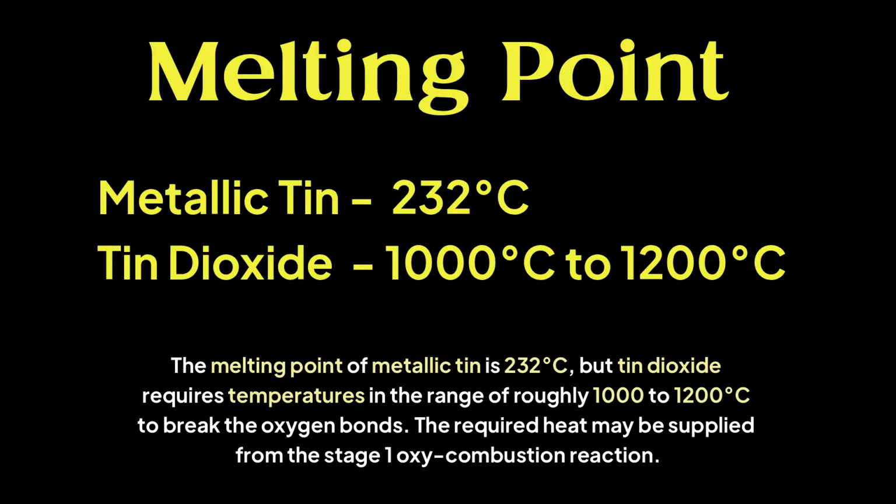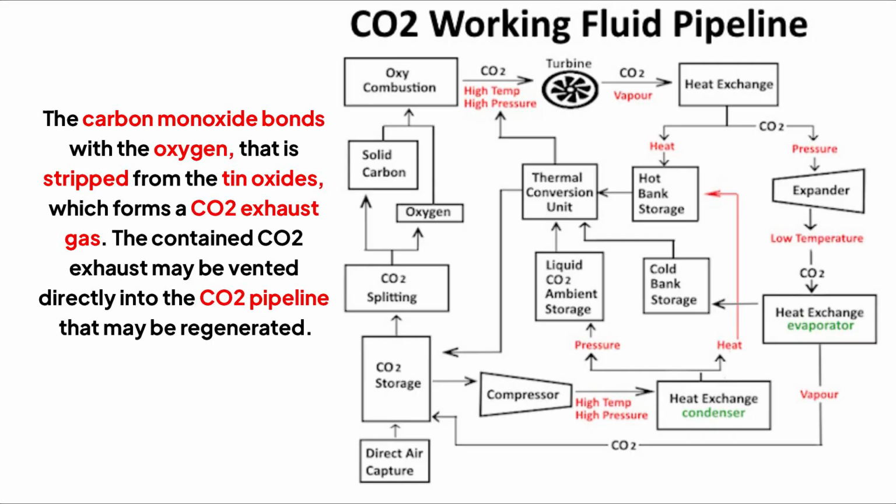The melting point of metallic tin is 232 degrees Celsius, but tin dioxide requires temperatures in the range of roughly 1000 to 1200 degrees Celsius to break the oxygen bonds. The required heat may be supplied from the stage 1 oxy-combustion reaction. The carbon monoxide bonds with the oxygen that is stripped from the tin oxides, which forms a CO2 exhaust gas. The contained CO2 exhaust may be vented directly into the CO2 pipeline that may be regenerated.